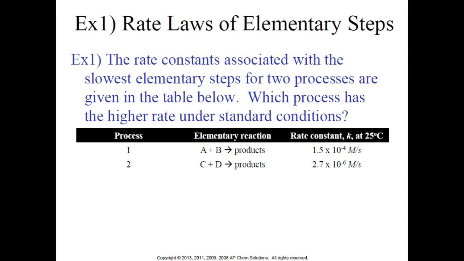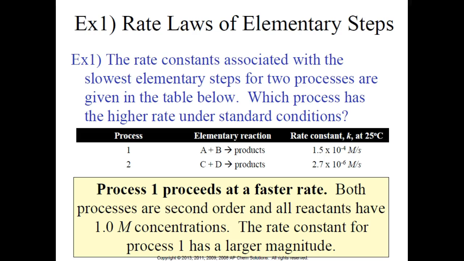All right, so I expect to see something like this on the test. So we got two processes. We've got the rate constant, and we've got what kind of elementary reaction it is. So which one's going to have the higher rate under standard conditions? We'll look at the rate constant. Which one's larger, process 1 or process 2? Process 1. So we would expect process 1 to be at a much faster rate.